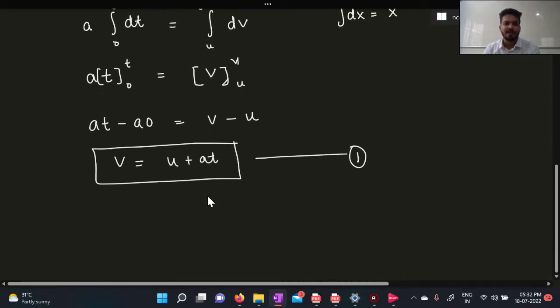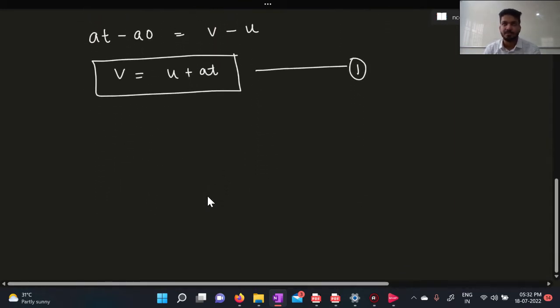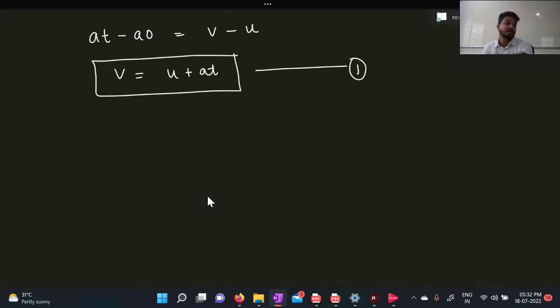Okay, now let us derive the second one, which is v square minus u square is equal to 2as. For this one again, I am going to start with a is equal to dv by dt.